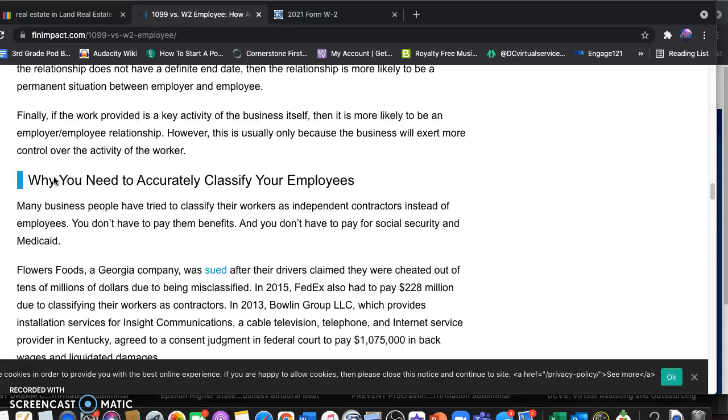And of course, you need to accurately classify your employees. You don't want to be sued or taken to court over unemployment insurance and things of that nature, and you just want to stay covered. And also, as a W-2 employee, you want to make sure that you're not taken advantage of and that you're treated fairly, and that you get benefits and things of that nature. So you just have to be educated in order to stay legally in good standing.